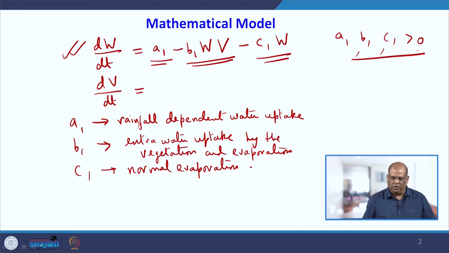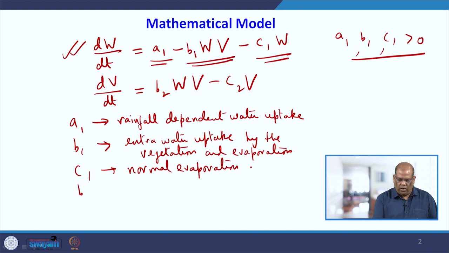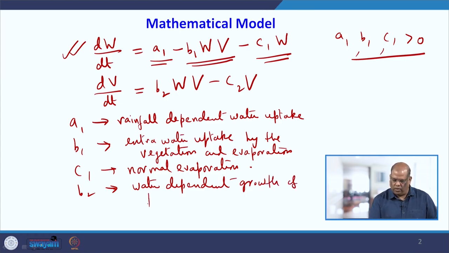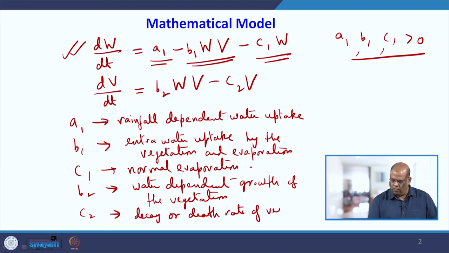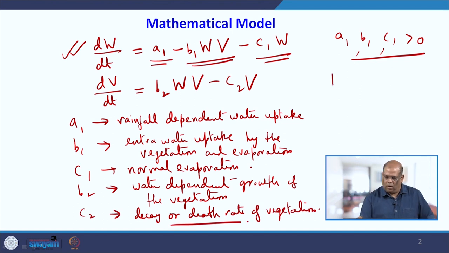The second equation is for the vegetation. When it gets the water, obviously it will grow. Say it grows at a rate B2 W V, and there is a decay or death of the vegetation due to scarcity of water, which is minus C2 V. So your B2 is the water dependent growth of the vegetation, and your C2 is the decay or death rate of the vegetation. And obviously B2 and C2 are also positive.